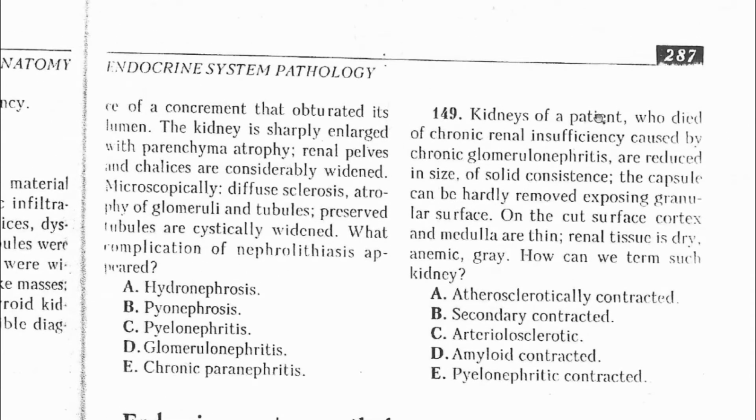49. Kidneys of a patient who died of chronic renal insufficiency caused by chronic glomerulonephritis are reduced in size, of solid consistence. The capsule can be hardly removed, exposing granular surface. On the cut surface, cortex and the medulla are thin. Renal tissue is dry, anemic, gray. How can we term such kidney? Come on, the thickening and the hardening of walls of arteries is called what? Sclerosis. So we have what? Arterial sclerosis. So your answer here is C.